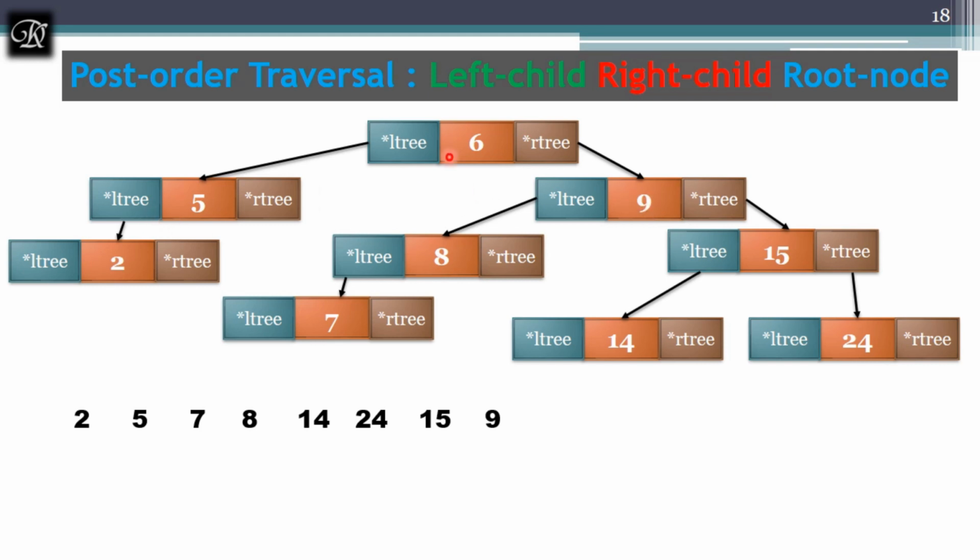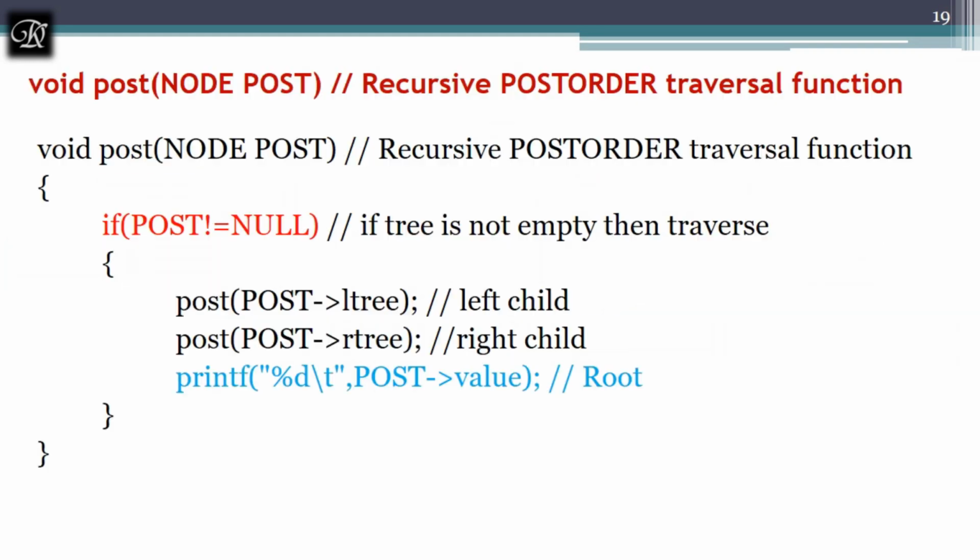Now I have finished 6's children, that is 5 and 9, let's print 6. This is how the post order traversal will be done for a given tree. You can see again only the position of some statements I have replaced and I just renamed some values. This is how the post order traversal is going to work.